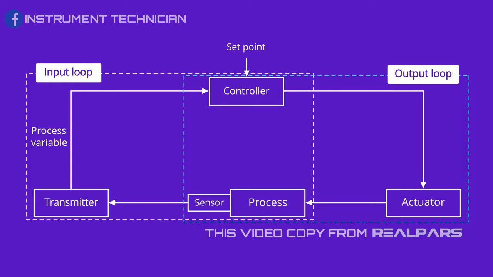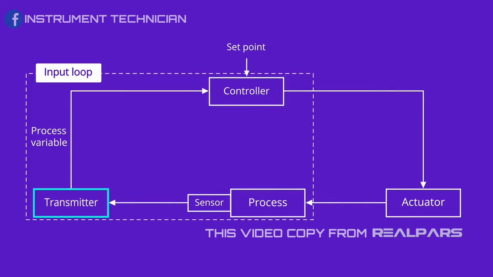In industry today, the controller is part of a PLC or a DCS. The transmitter is the instrument that converts the signal from the sensor to the process variable or PV signal, which represents the measured variable. The controller is the device that compares the process variable or PV and the desired value of the process, referred to as the set point.